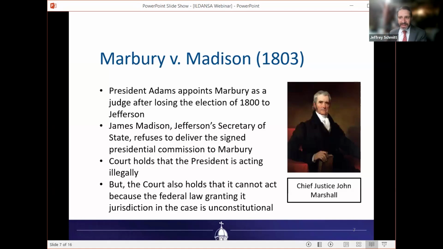I don't want to get into the weeds and the nuance of it. Just trust me on this. It's a technical issue of jurisdiction. Does the court have the power to hear the case right now? Or does it need to wait until the case is appealed up from the lower courts? It's an arcane technical issue, but the key holding here is that the Supreme Court gets to decide whether a federal law is valid.